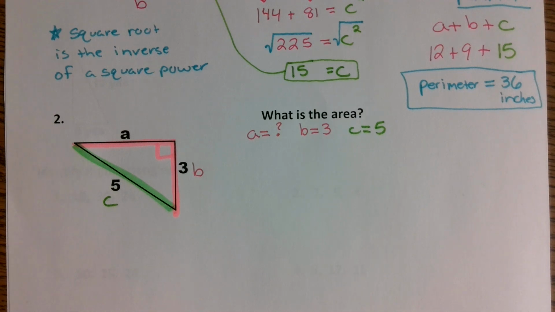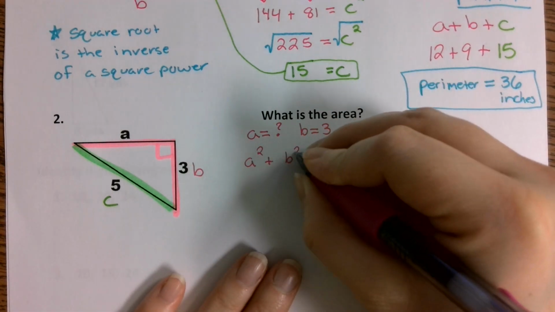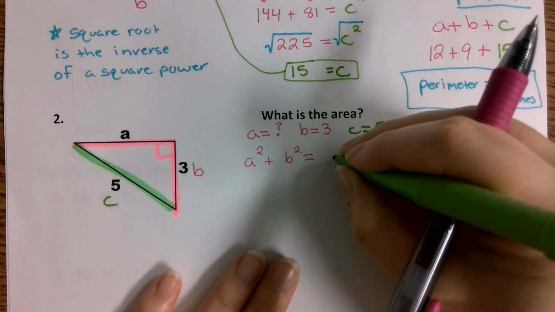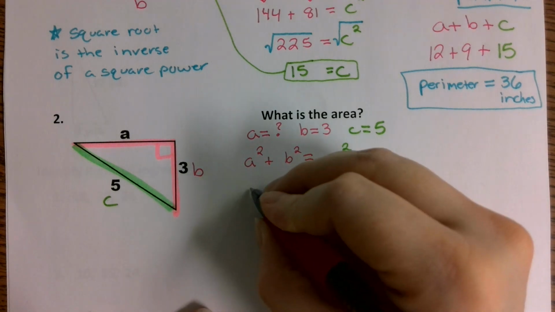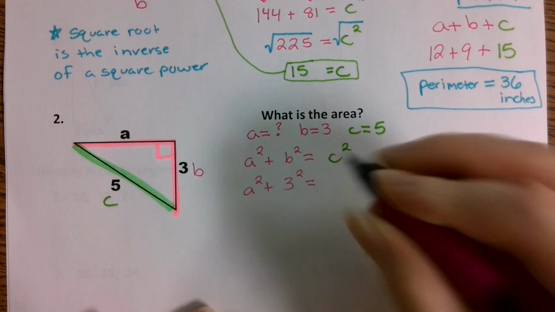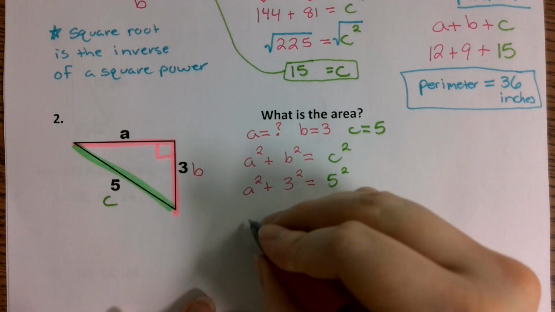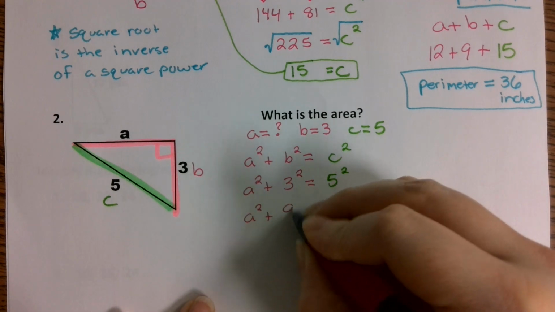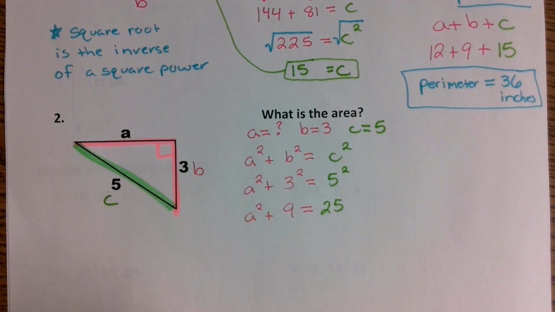So then we, again, just plug it into our Pythagorean theorem formula. We have a squared plus b squared is equal to c squared. But in this case, a squared is an unknown value. B squared now becomes 3 squared. C squared now becomes 5 squared. What's 3 squared? 9. What's 5 squared? 25. So this is a different setup. What do we need to do now?